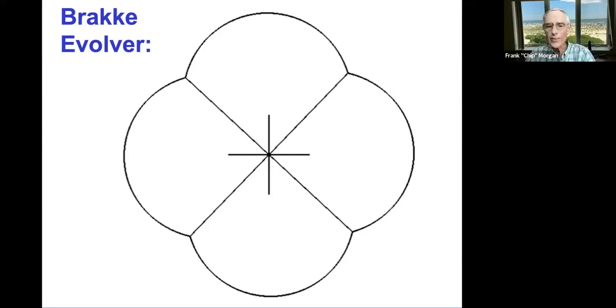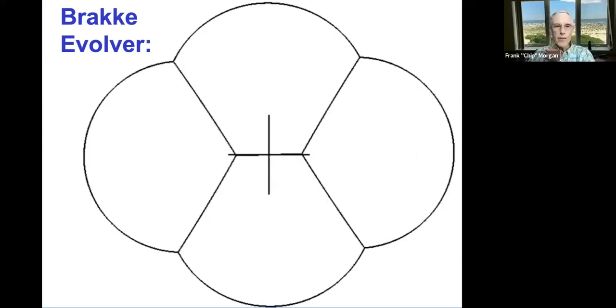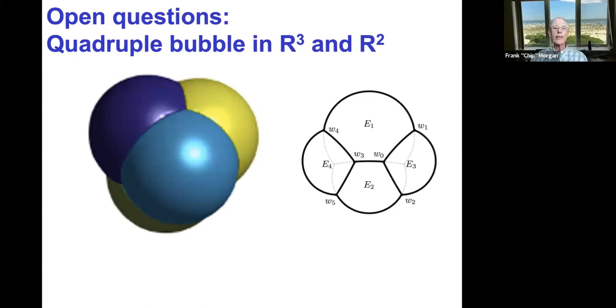Well, there are lots of open questions around, but the ones I want to leave you with are the two I just mentioned of the quadruple bubble in R squared in three-dimensional space and in the plane, where we're pretty sure what we know the answer ought to be, and we just don't know how to prove it yet.